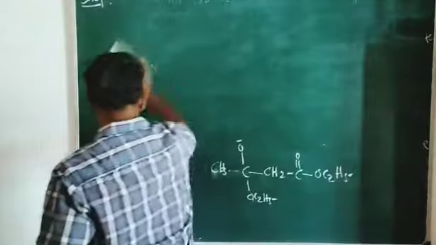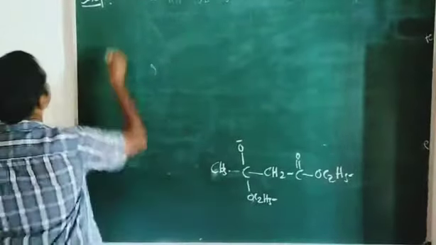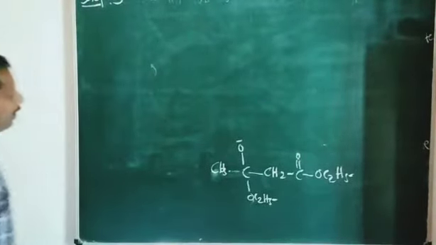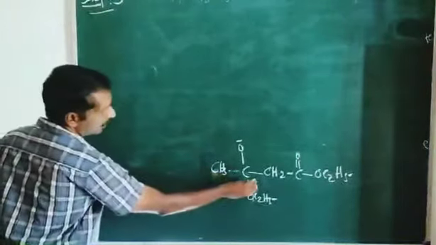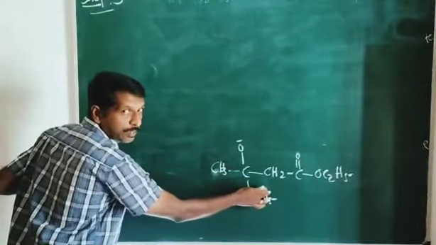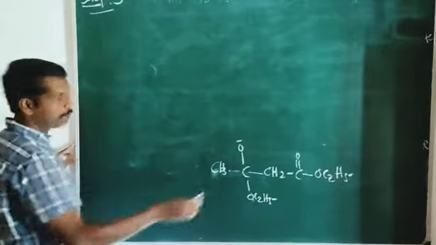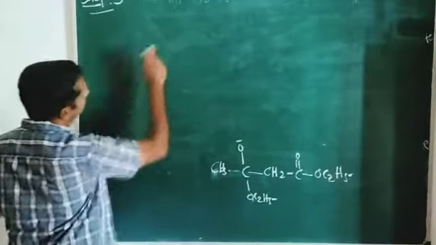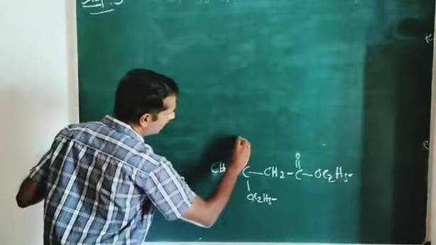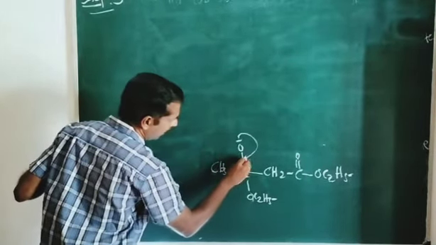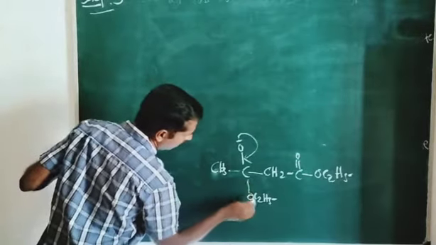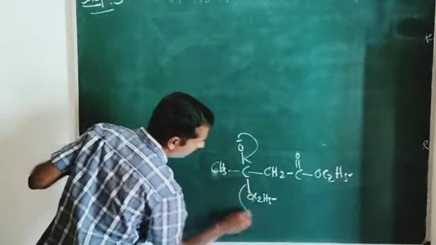Step 3. In the third step, I am continuing with the second step product, and we can write this structure here. In the third step, you can see that this pair of electrons is coming back. Then what will happen? This OC2H5 will be eliminated.